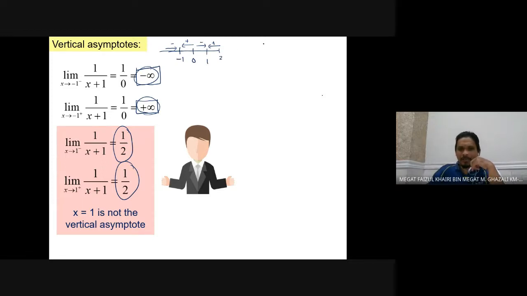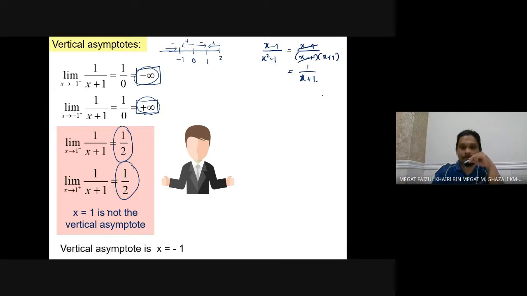Do you realize that from here, x minus 1 divided by x squared minus 1 is x minus 1 divided by x minus 1 and x plus 1? Clear this, it will give you 1 over x plus 1. Do you realize this? Okay. So that's why x equals 1 did not give us what we call the vertical asymptote. So the vertical asymptote is only one, which is x equals negative 1.